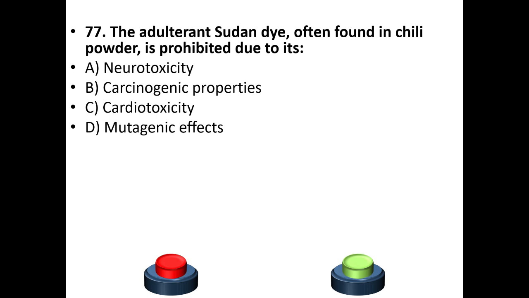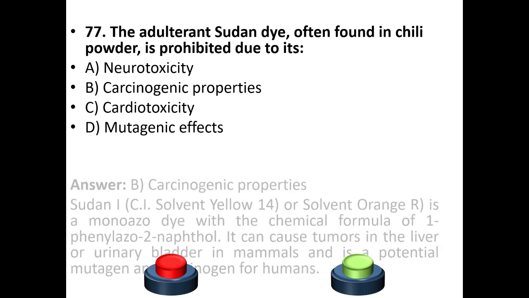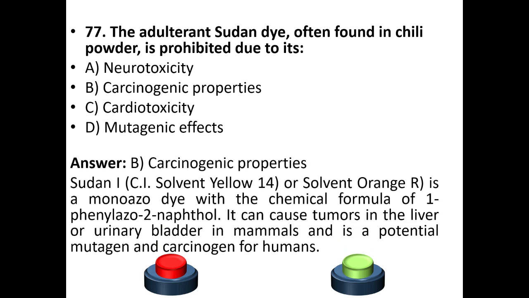77. The adulterant Sudan dye, often found in chili powder, is prohibited due to its neurotoxicity, carcinogenic properties, cardiotoxicity, mutagenic effects. Which is the answer? Your answer is B, carcinogenic properties.